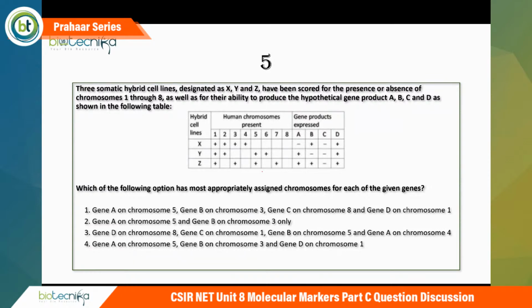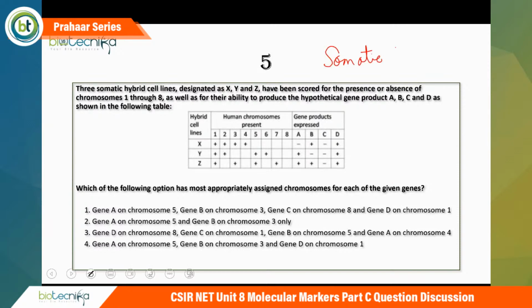Yes, so this question: three somatic hybrid cell lines designated as X, Y, and Z have been scored for the presence or absence of chromosome 1 through chromosome 8, as well as for their ability to produce the hypothetical gene products A, B, C, and D, as shown in the following table. Which of the following options has most appropriately assigned chromosome for each of the given genes? Now this is related to somatic hybridization.